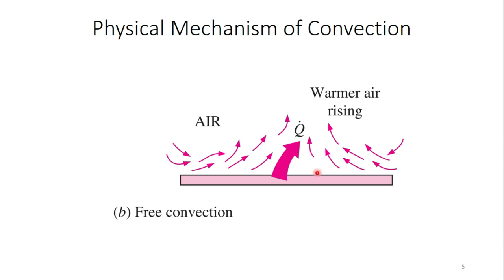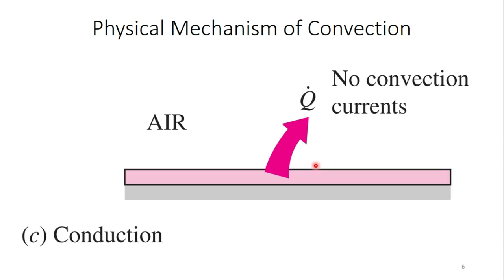So this is another example of a hot plate in which there are no air currents. It means that the air is present but the air is not moving with a very high speed. So air molecules are somewhat still on this hot plate. So the rate of heat transfer from this hot plate to the air is mainly due to the conduction process.